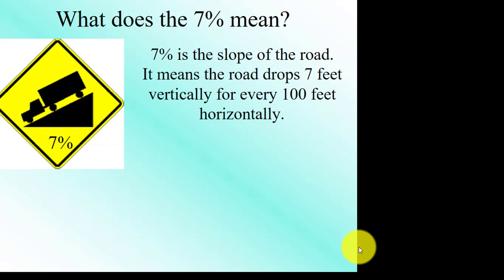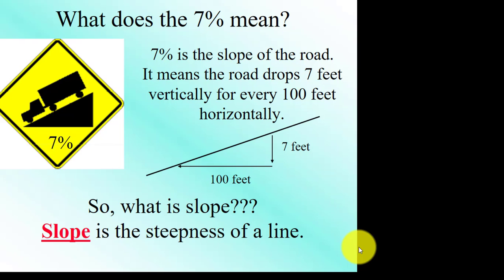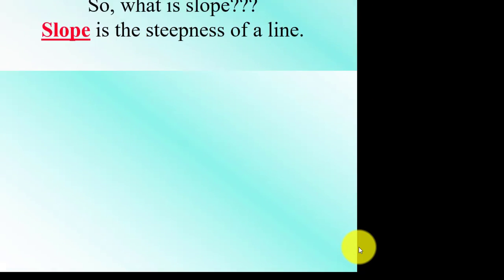That 7% means that every time the road drops 7 feet, that's your vertical movement, you've moved horizontally 100 feet. And that should sound kind of familiar, right? That's our definition of slope from yesterday, it's a ratio of your vertical movement compared to your horizontal movement. So slope really just tells us how steep a line is. It's a numerical description of how steep a line is.